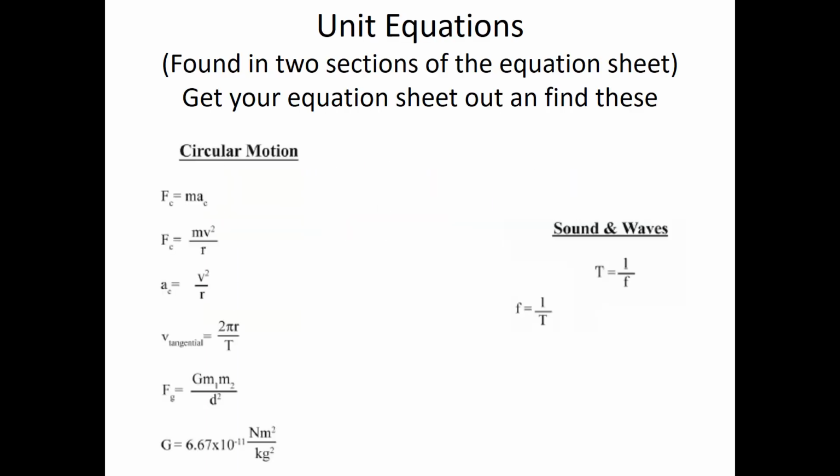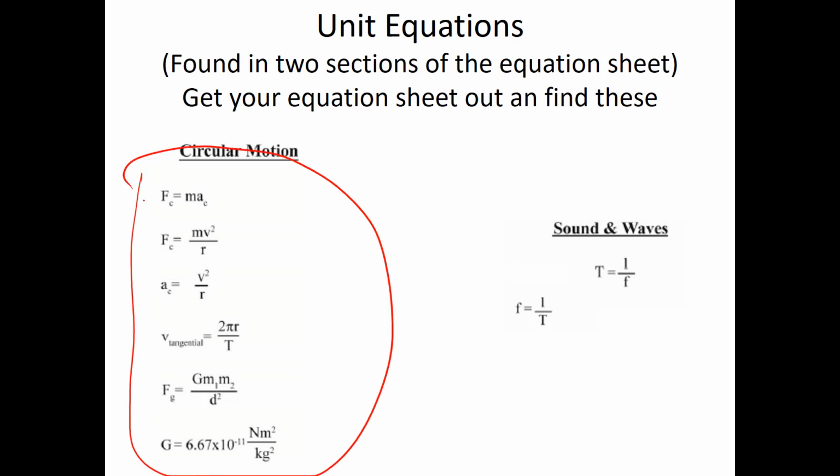Okay, in this video I'm going to walk you through a study guide we used just to go through some problems, and this is for universal gravitation and circular motion. First thing you should do is find your equation sheet and make sure you know where all these equations are. Find the circular motion section, and also don't forget, if you're looking on the front of the equation sheet you're not going to see it, but the sound and waves, you'll see two formulas.